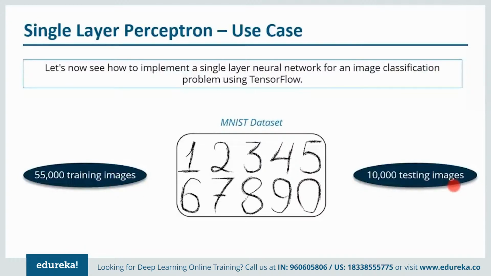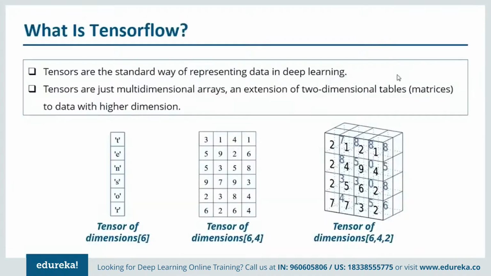And for all of this, we need to understand first what exactly is TensorFlow. So let us move forward, guys, and we'll understand TensorFlow. And then we are going to implement all these things that we have discussed, that is the AND gate, the OR gate, and the MNIST dataset that I'm talking about. So let's move forward, guys, and understand what exactly is TensorFlow.